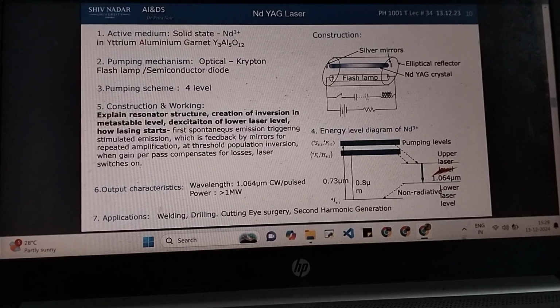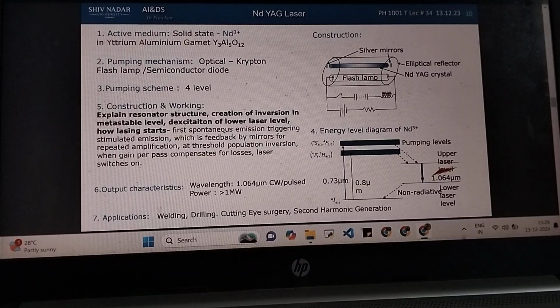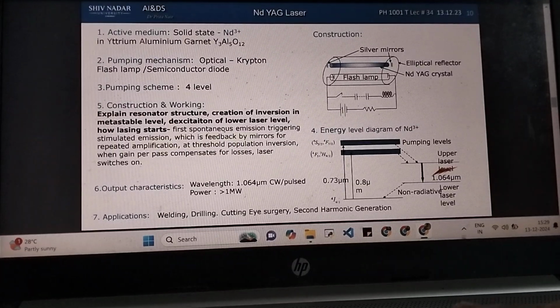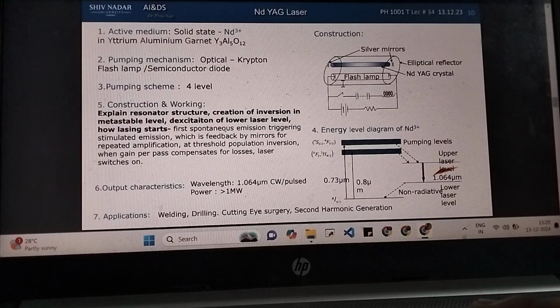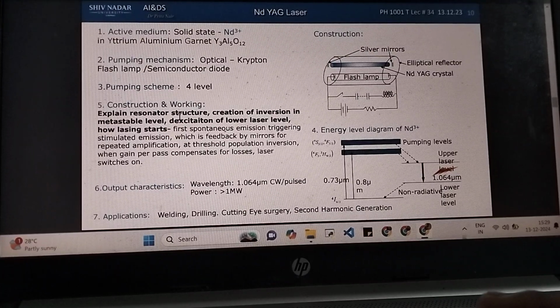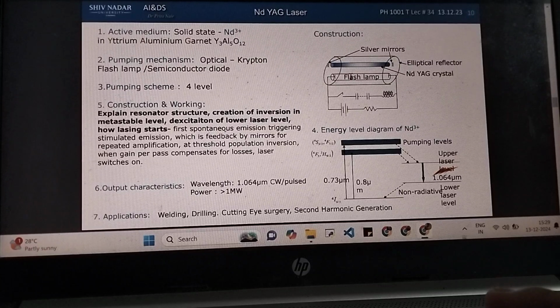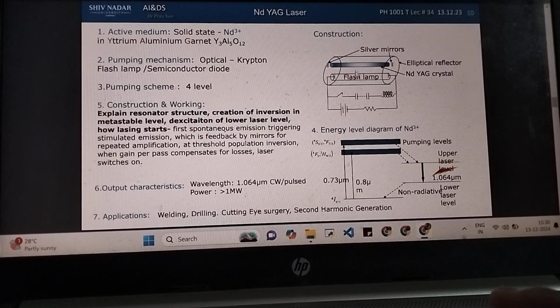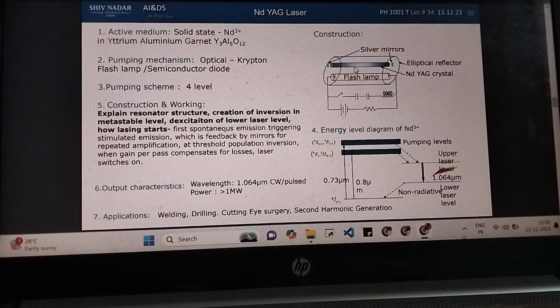The silver mirrors are the actual reflecting bodies. The blue cylinder in the image is your active medium, the ND-YAG crystal, and the pumping mechanism is the flash lamp. So talking about the working, when the flash lamp is switched on, pumping begins first of all. This light energy is used by the ground level electrons to go to the pumping level.